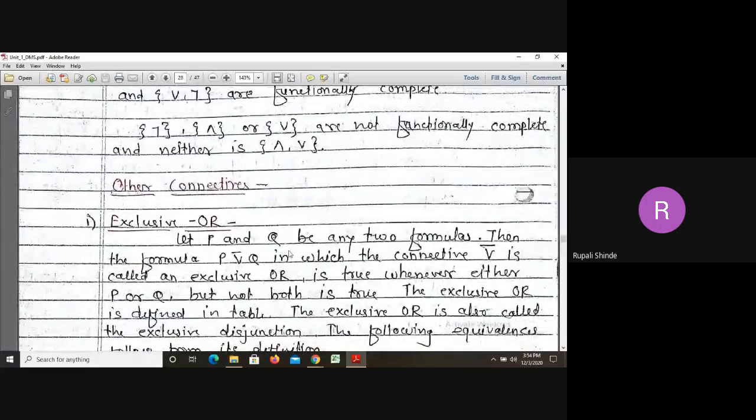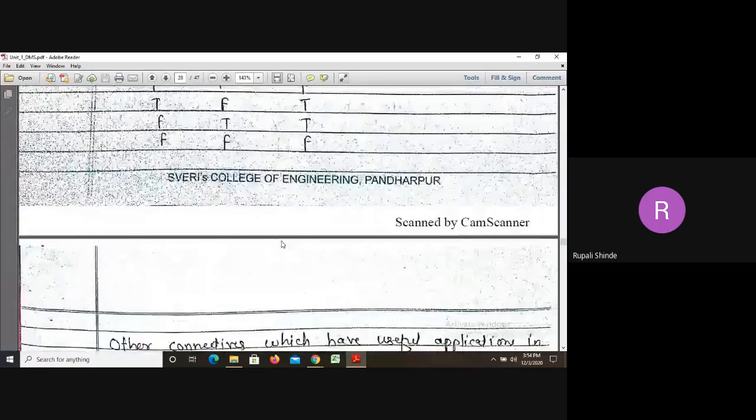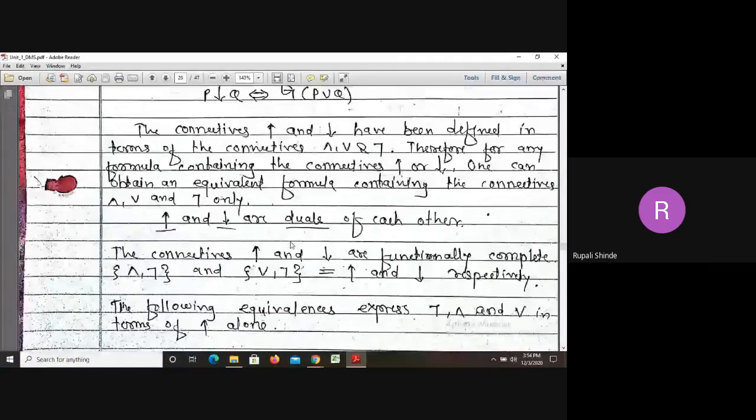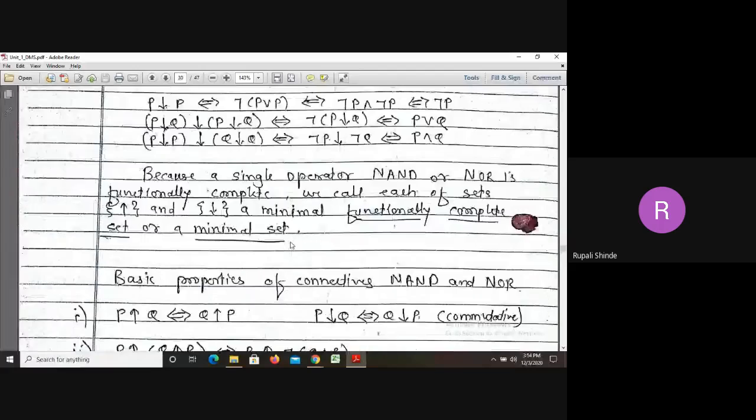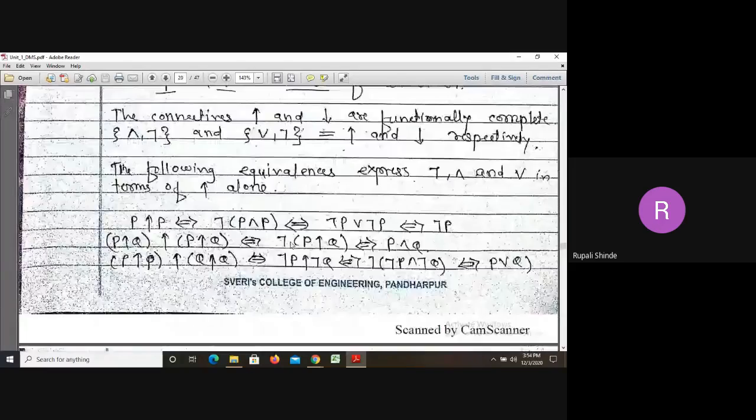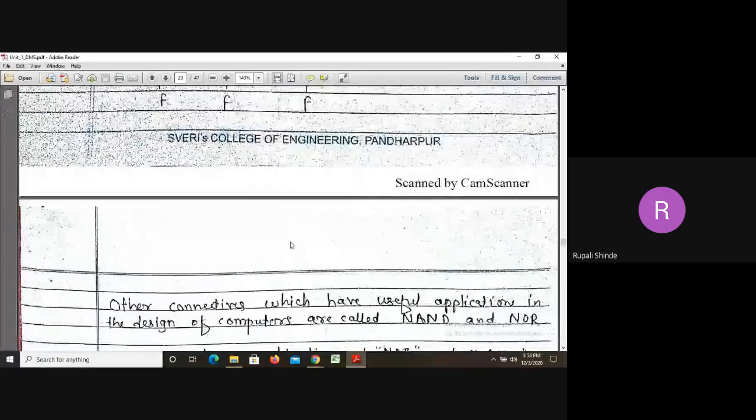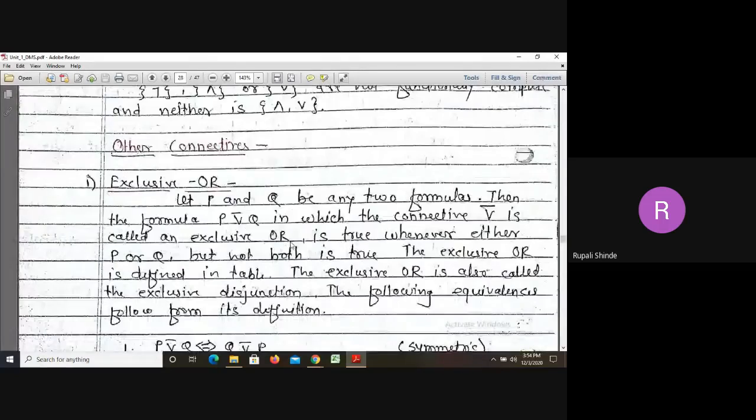Now the next point is other connectives. So what are these other connectives? First one is XOR, second one is NAND, and third one is NOR. So these are some other connectives. So what is this XOR?